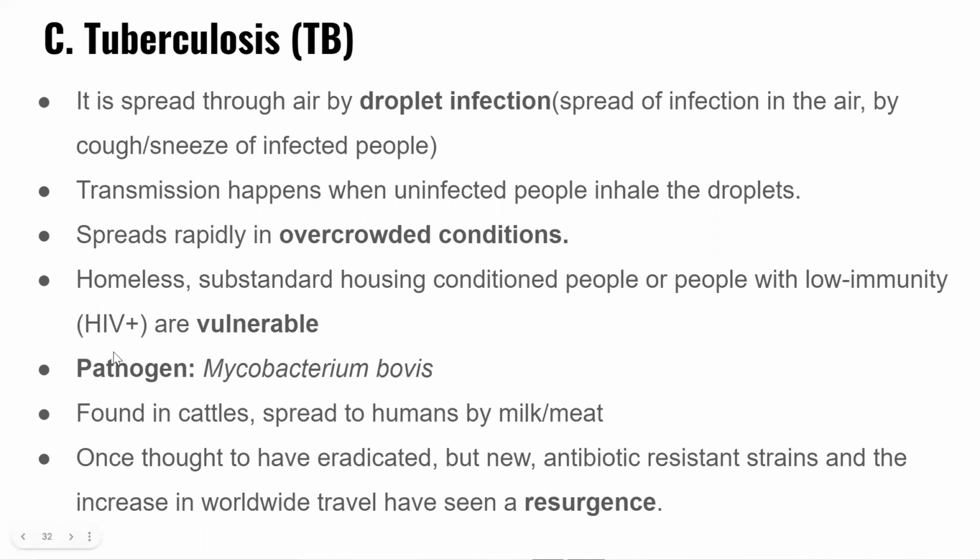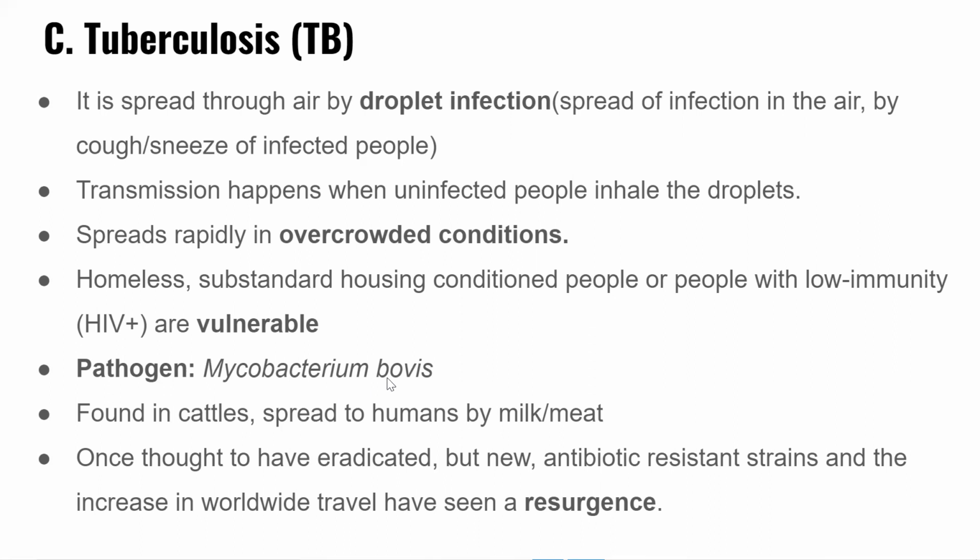Now, the next point is very important. The name of this bacteria is Mycobacterium bovis. Mycobacterium bovis is the bacteria which causes TB. And how is this TB commonly spread? One is definitely by droplet infection, human to human. We can also get TB from cattle like cows.